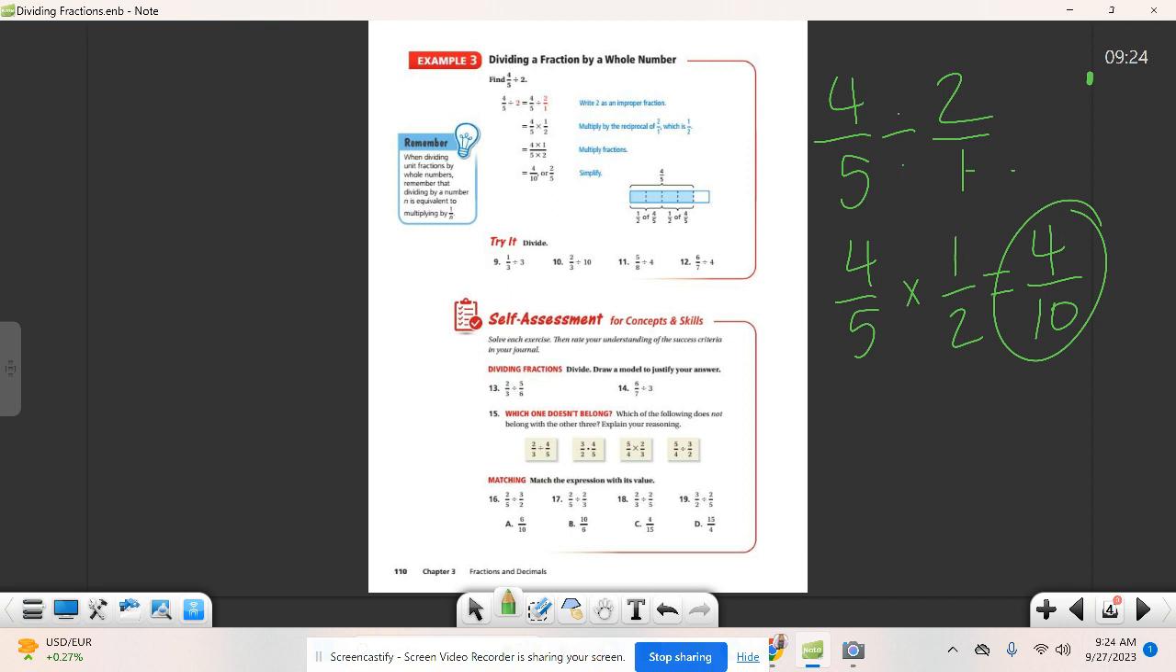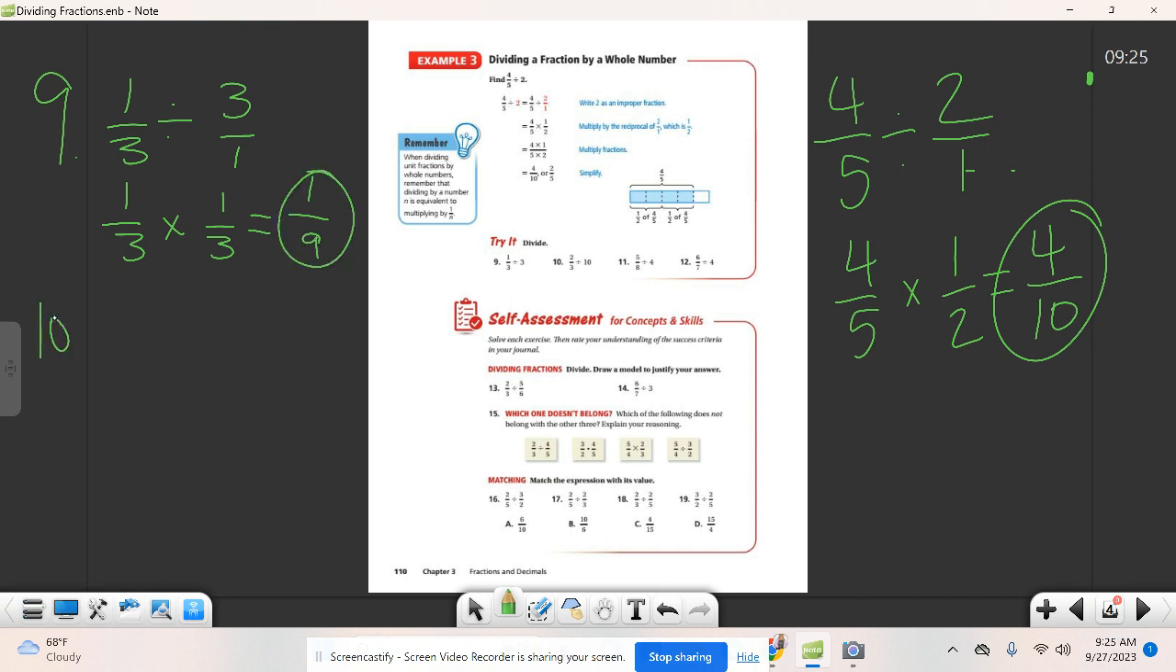All right, Augusta, tell me how you did number 9. First I have to put a 1. I have to make the whole number a fraction. So it would be 3 over 1. Beautiful. And then I change the division symbol to a multiplication symbol. And then I flip the last fraction. So it would be 1 over 3 and then 3 over 1. You got it right. You're good. And 1 ninth. All right.